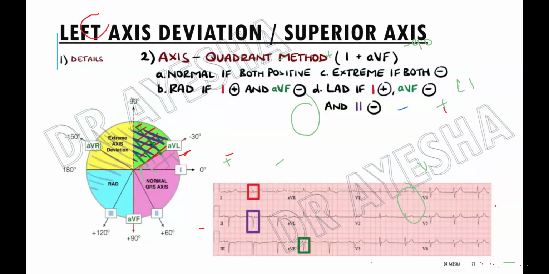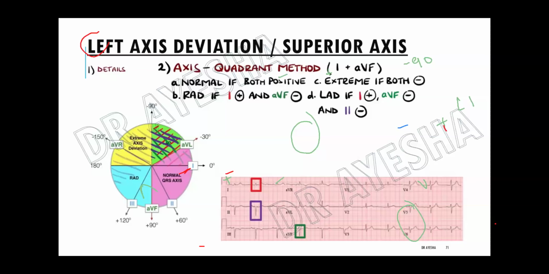Now, when we look at the left axis, this is a little bit tricky. What is the problem over here? If you look at this quadrant, the pink part for the normal is there, and the green part is also residing for the left axis. You with me? You agree with me? In this quadrant, normal is also residing and the green part, the left axis, is also residing. So over here, if you want to label the left axis, two leads will not be enough. You have to look at the third lead.